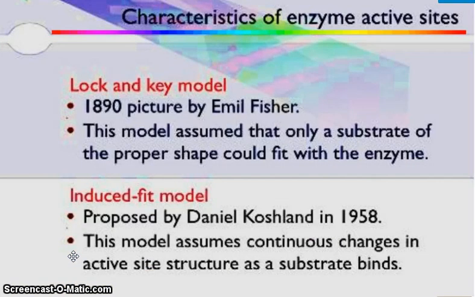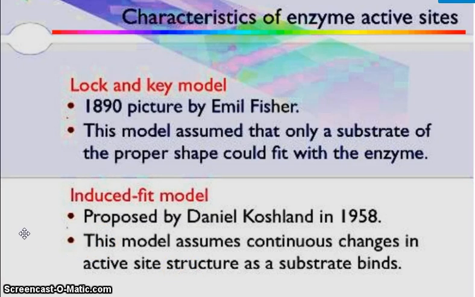Characteristics of enzyme active sites: the lock and key model. This was proposed in 1890 by Emil Fischer. This model assumed that only a substrate of the proper shape could fit with the enzyme.